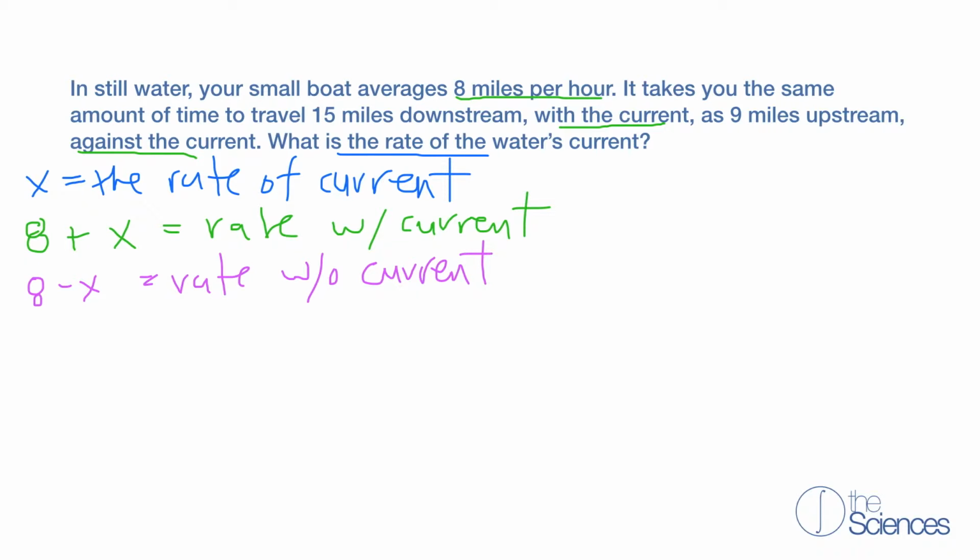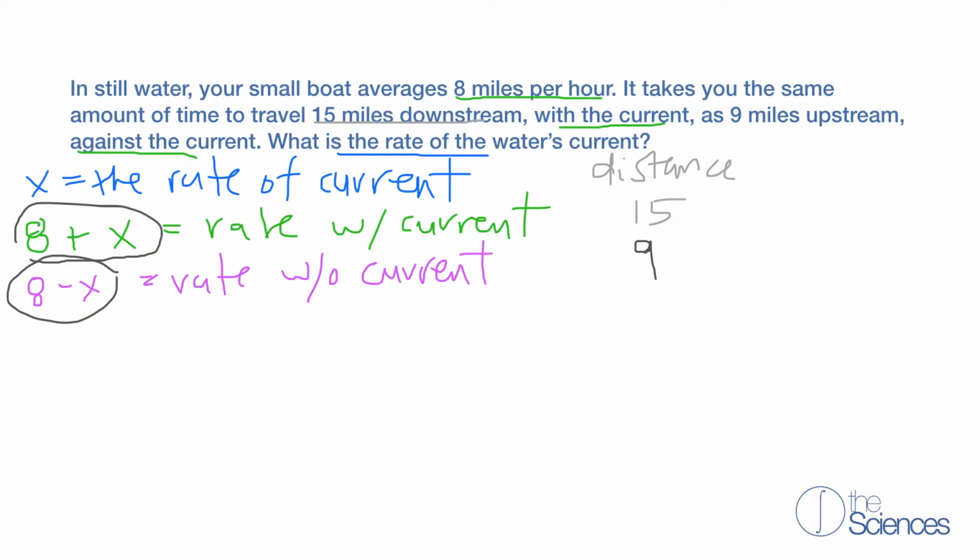Okay, now we want to find our distance. Well, it says that with the current, our distance is 15 miles. And without the current, it says 9 miles upstream against the current. So what's our rate? Well, here's our rate.